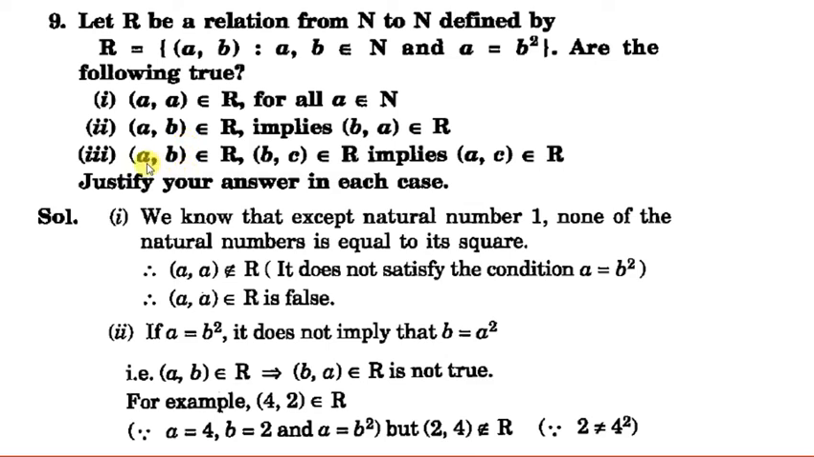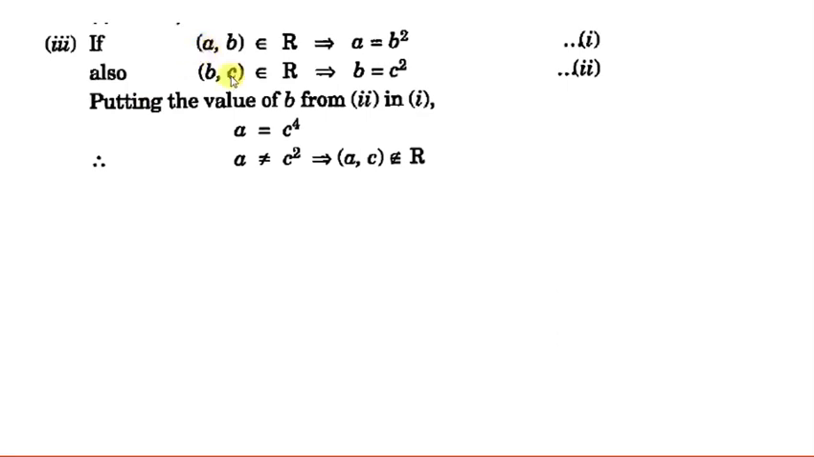Third one is, if (a, b) belongs to R and (b, c) belongs to R, does it imply (a, c) belongs to R? This statement is also false. Let us see how. If (a, b) belongs to R, it means a is equal to b square, and (b, c) belongs to R means b equal to c square. Now put the value of b in the first, we get a equal to c to the power 4. So a is not equal to c square, it means (a, c) does not belong to R.